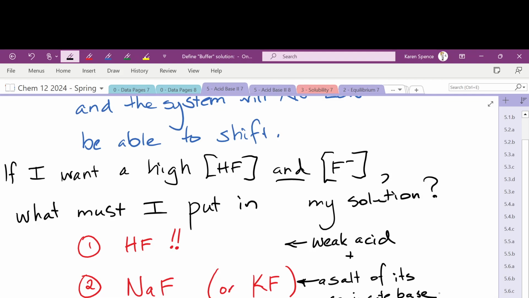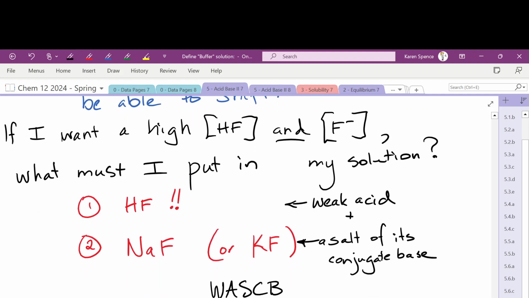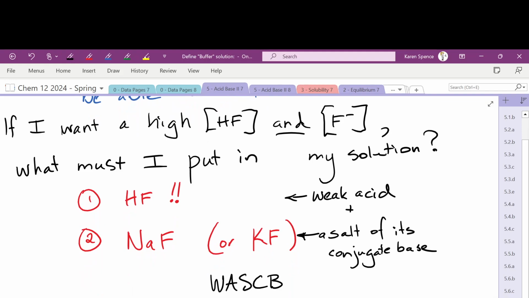I call this WASCABA. A weak acid plus the salt of its conjugate base, WASCABA, which kind of sounds like a wascally wabbit. I don't know. And so far, this is the only kind of buffer we've focused on, the weak acid plus the salt of its conjugate base.